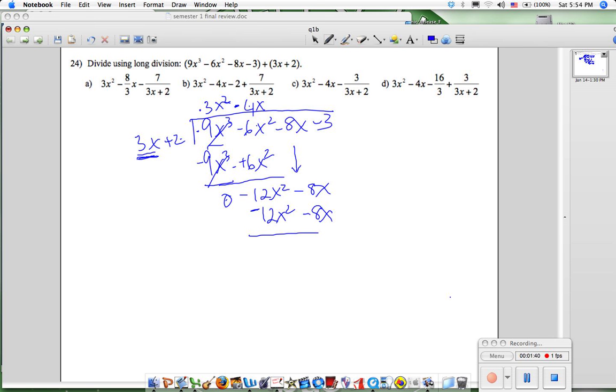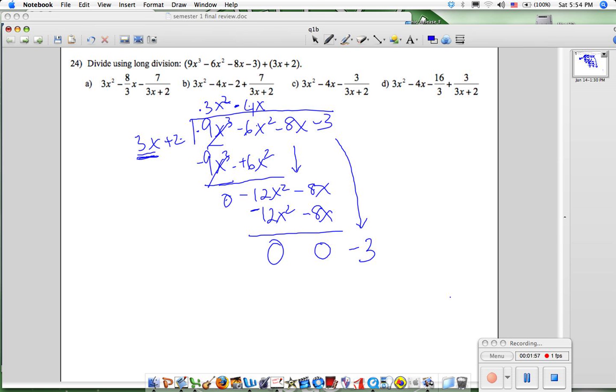And yes, someone also reminded me about the minus. 12 minus minus 12 is 0. 8x minus minus 8x, so that will be 0. That's so funny, we have a cross out. But then we still have a remainder to bring down, so we still have to deal with that negative 3.